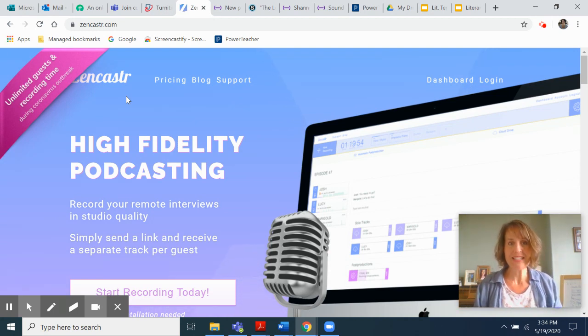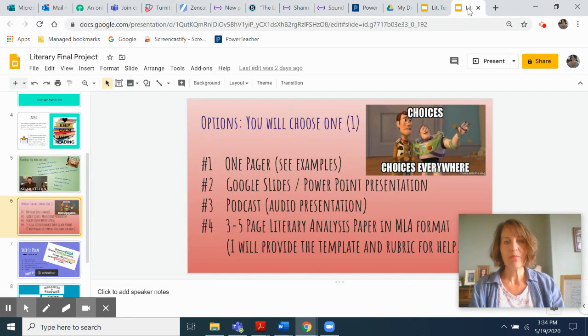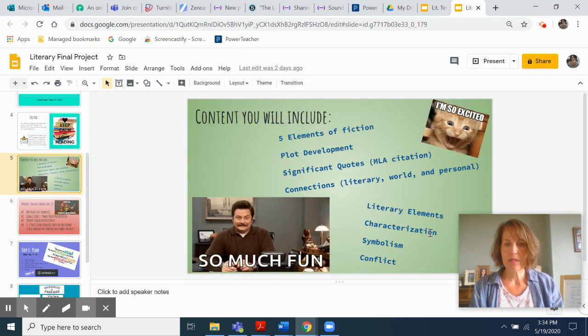So I'm hoping that this gets you going this week. It gets you thinking this week. Most importantly, really be thinking about that characterization. Be thinking, how is the author creating these characters, and help you identify.